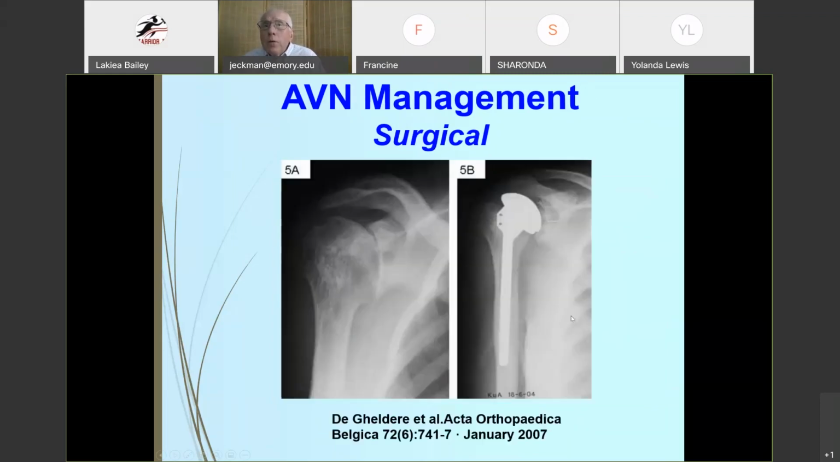The same thing can be done with the humerus, and the shoulder can be replaced. And again, here is the head of the humerus, and this is the prosthesis. The diseased head is removed, and a metal prosthesis is put in that articulates and forms a new shoulder. And again, this is also very successful in improving symptoms when the symptoms get bad enough.